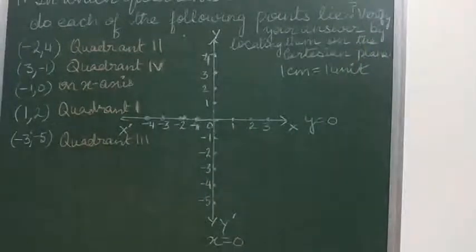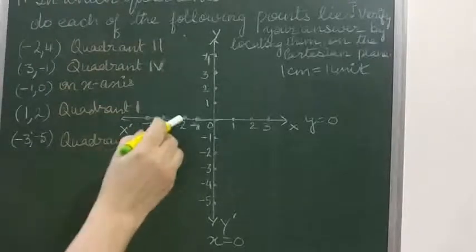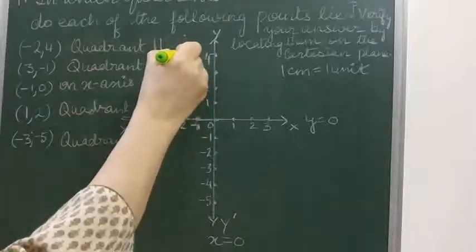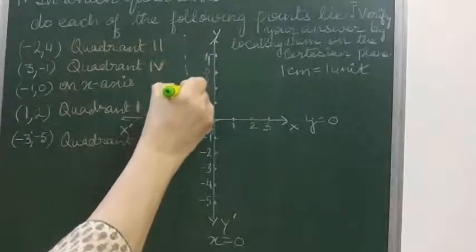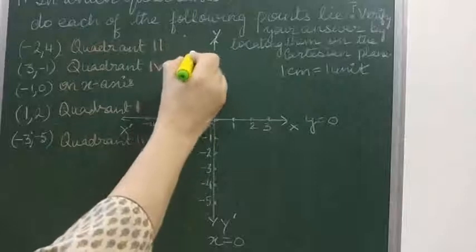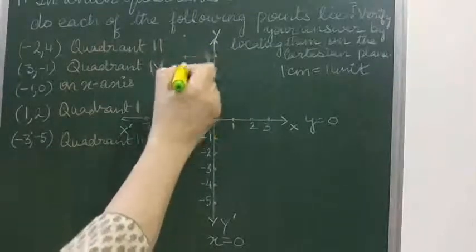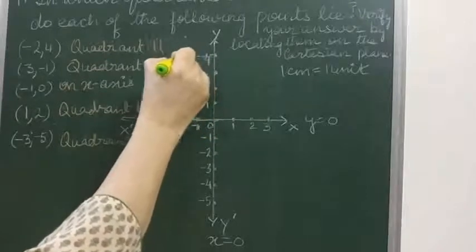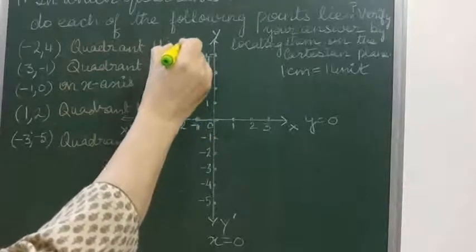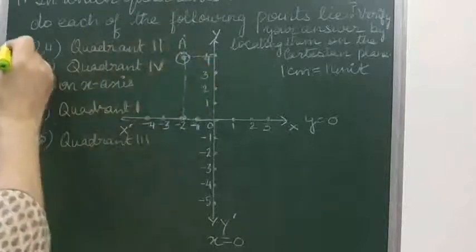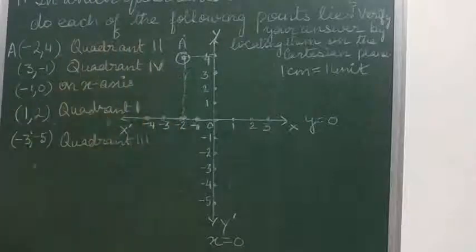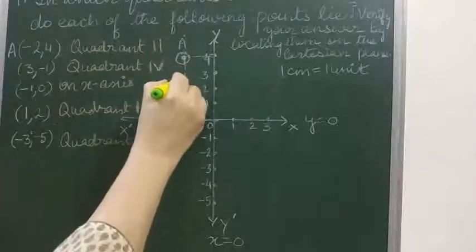Okay, now -2 and 4. -2 is here and 4 is here. So we put the perpendiculars on both the x-axis and y-axis. This point we will mark as A. So we have verified it is lying in quadrant 2, right?